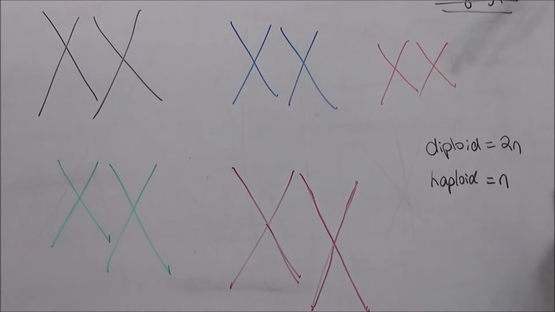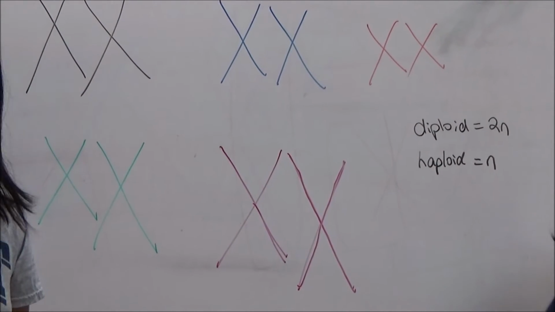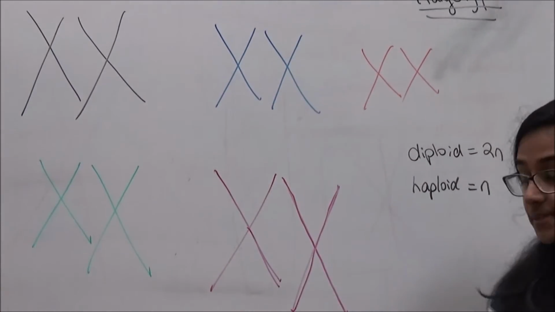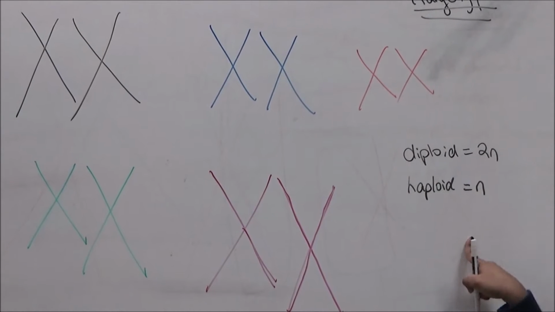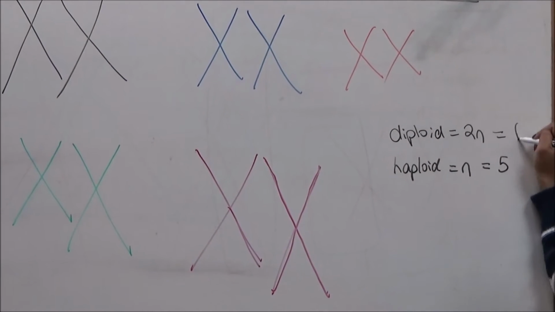And you know this organism is diploid because you have two sets of each different type of chromosome. And you have 5 different types of chromosomes, and you can tell that by the different number of colors. So in this case, the haploid number would be 5, whereas the diploid number would be 10.